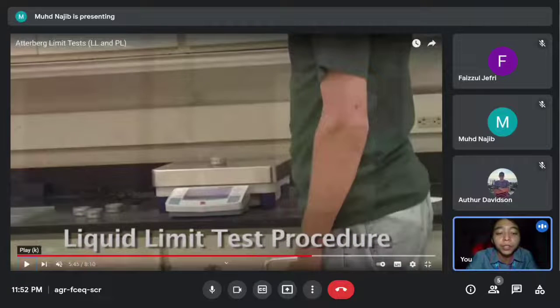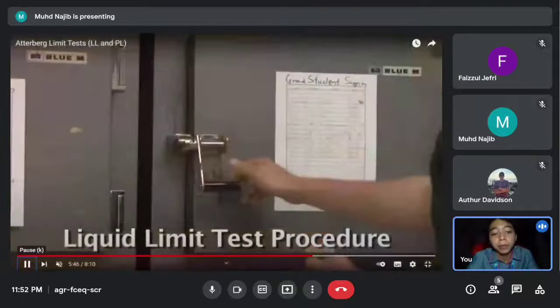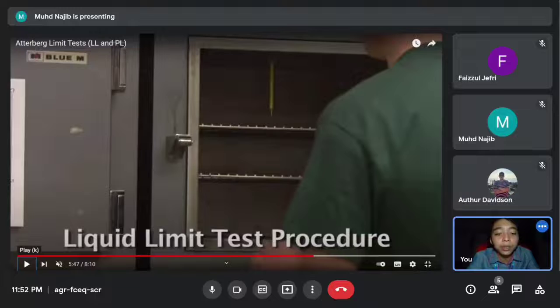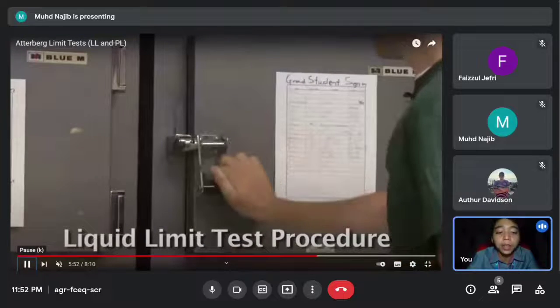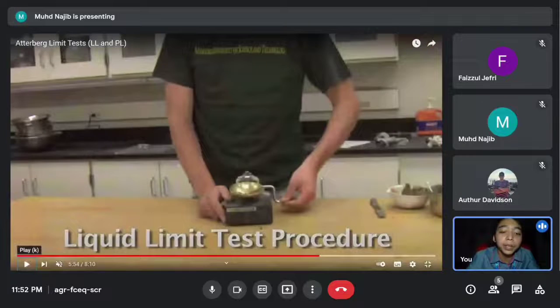Place the soil into a moisture can and cover it. Immediately weigh the moisture can containing the soil, record its mass, remove the lid, and place the can into the oven. Leave the moisture can in the oven for at least 16 hours. Place the soil remaining in the cup into the porcelain dish. Clean and dry the cup on the apparatus and the grooving tool.